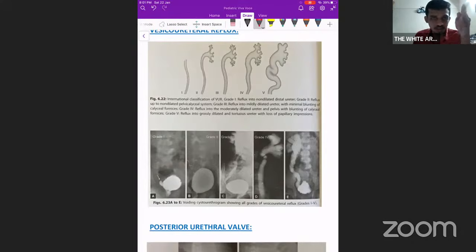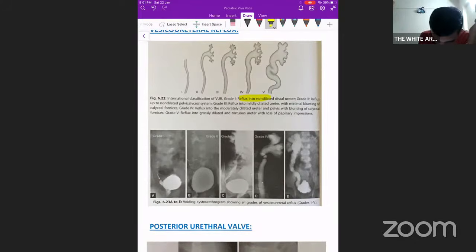Because there will be reflux of the dye from the bladder to the ureter. Now, what is grade 1? Reflux will be there, but the ureter is still not dilated. So it is reflux into a non-dilated distal ureter. What is grade 2? Reflux up to the pelvicalyceal system, but the ureter is still not dilated.